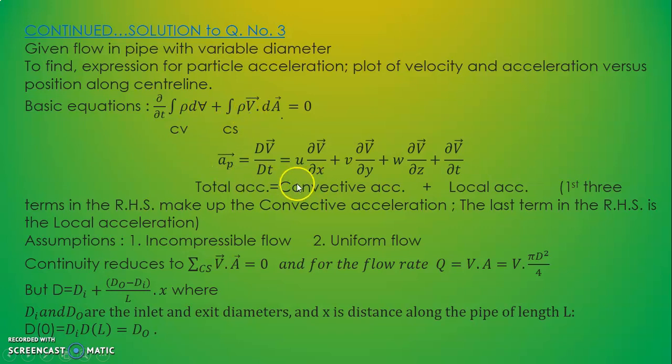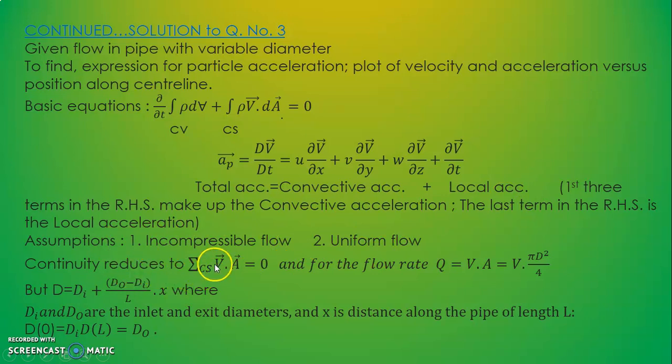We know about the total acceleration equation. This particular equation we have come across earlier. This and this together make the convective acceleration, and the last term makes the local acceleration. We are assuming that it is incompressible flow and uniform flow.